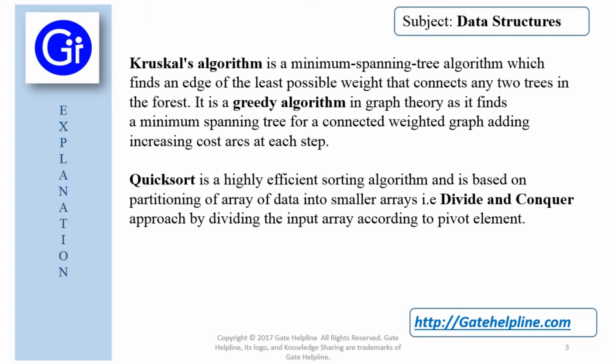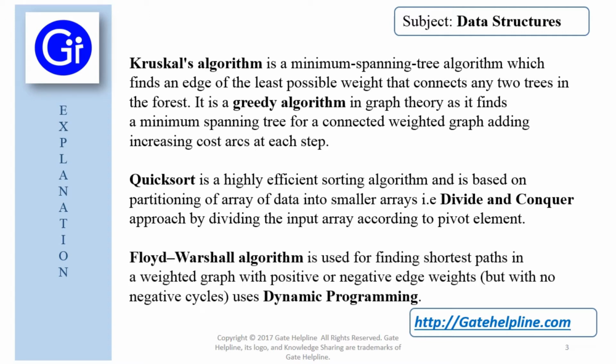Quicksort is a highly efficient sorting algorithm and is based on partitioning of array of data into smaller arrays, that is divide and conquer approach by dividing the input arrays according to pivot element. Floyd-Warshall algorithm is used for finding shortest path in a weighted graph with positive or negative edge weights but with no negative cycles. It uses dynamic programming.